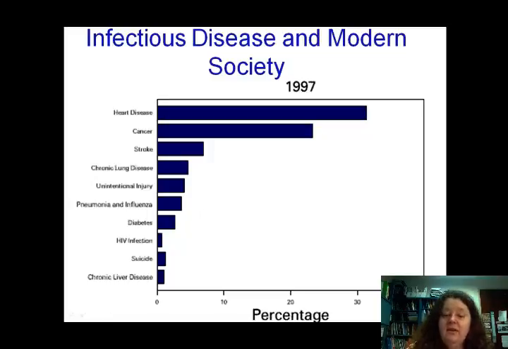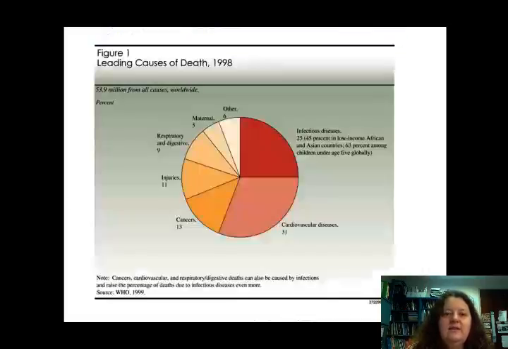And so then the question is, well, how did they change and why? Clearly, these chronic diseases are much more prevalent today than they were. So is it that there's more chronic disease today than there ever was before? Or is it that there's less infectious disease today than there ever was before? Or maybe a combination of the two. So let's look at another piece of data.